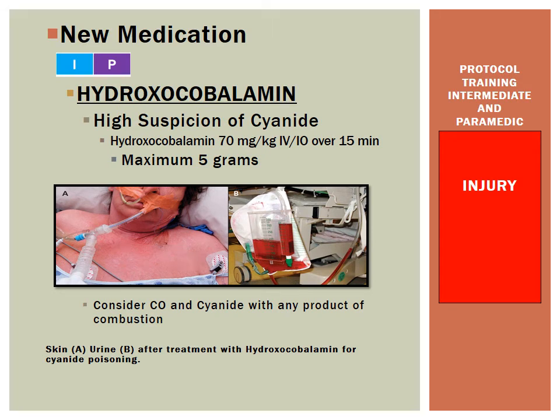Okay, so let's take a look at some of those side effects. We give hydroxycobalamin for a high suspicion of cyanide poisoning. So if this patient was involved in a house fire, inhaled a lot of smoke, a lot of byproducts of combustion, we're going to administer at 70 milligrams per kilogram IV/IO over 15 minutes. Maximum dose is 5 grams. We're going to consider CO and cyanide with any products of combustion. The first picture here on the left is the reddening of the skin after administration of hydroxycobalamin, and the picture on the right is the urine from that patient after hydroxycobalamin was administered.